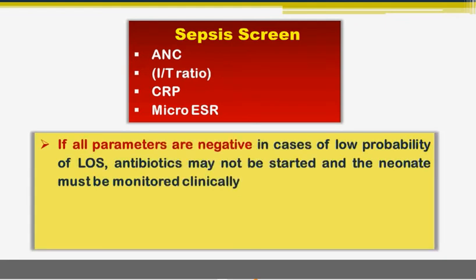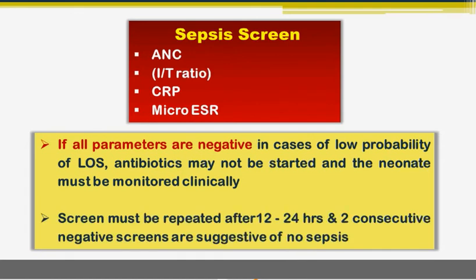If all parameters are negative in case of low probability, antibiotics may not be started and the neonate must be monitored clinically. Monitoring is just enough. The screen must be repeated after 12 to 24 hours, and two consecutive negative screens are suggestive of no sepsis. Repeated and negative means no sepsis.